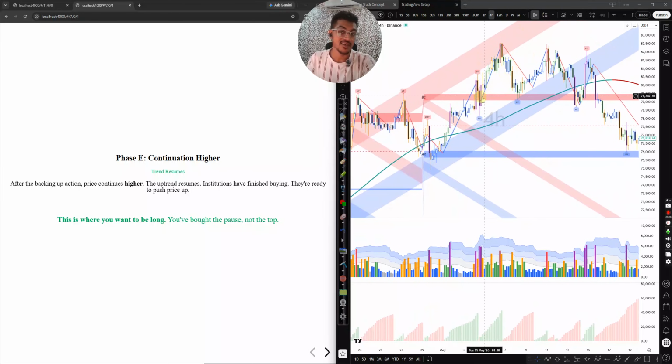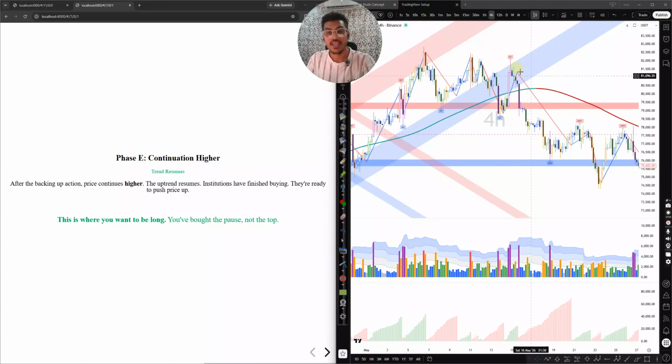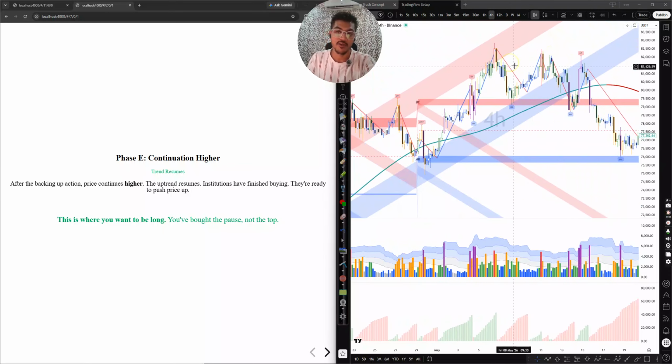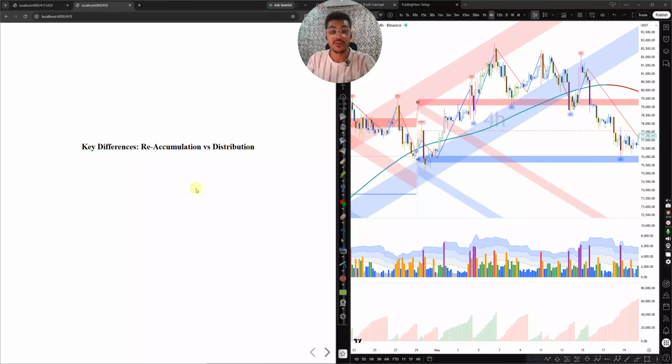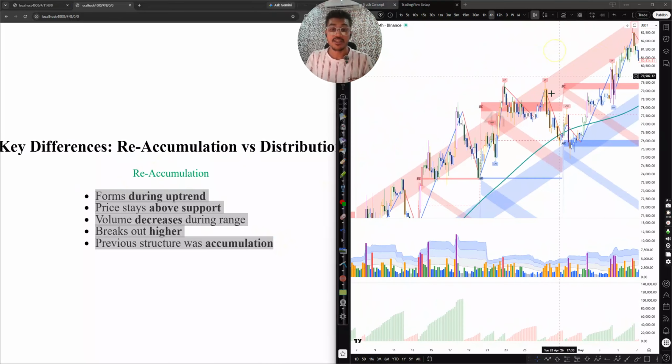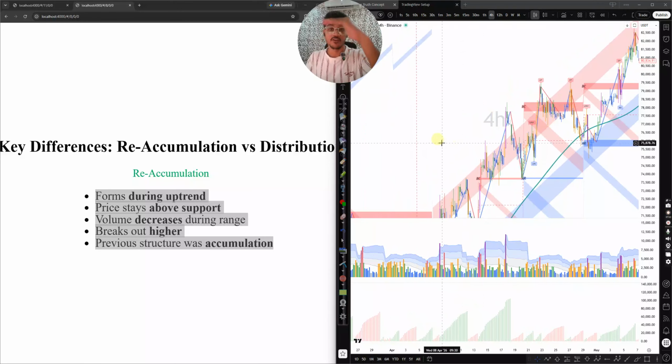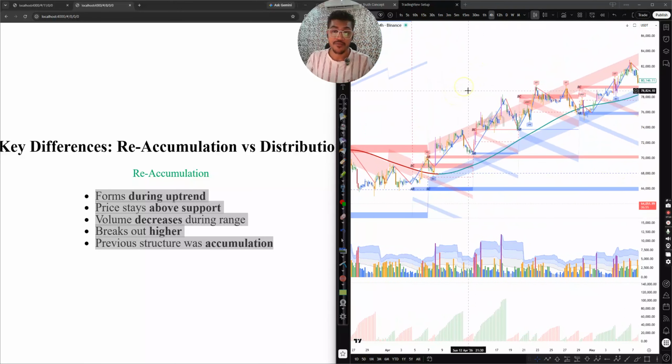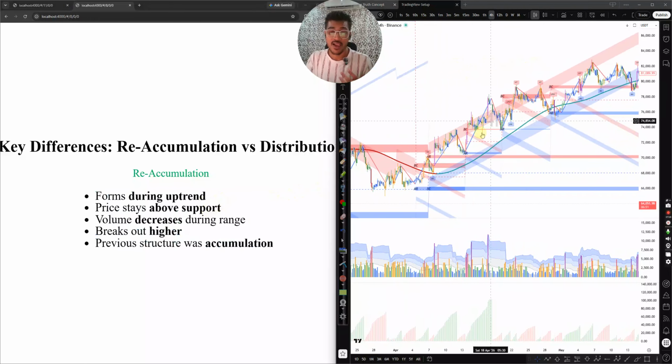All right. Here you might be wondering, till this it was a reaccumulation, but then after that it was just making lower highs, lower lows, and all this stuff. So the key differences between reaccumulation versus distribution: reaccumulation forms during an uptrend. It doesn't form on the top. It forms as the market is going up, like that. It kind of looks like a staircase, as you can see.